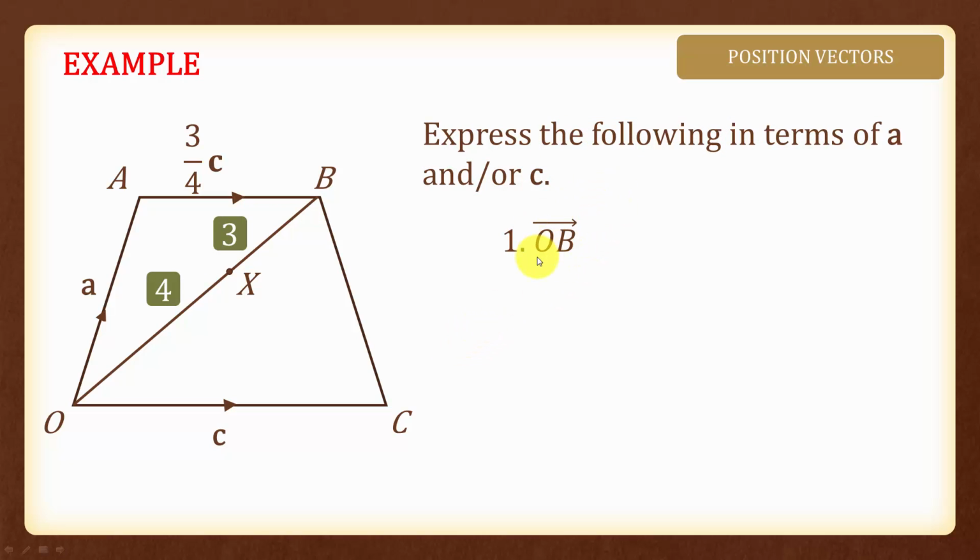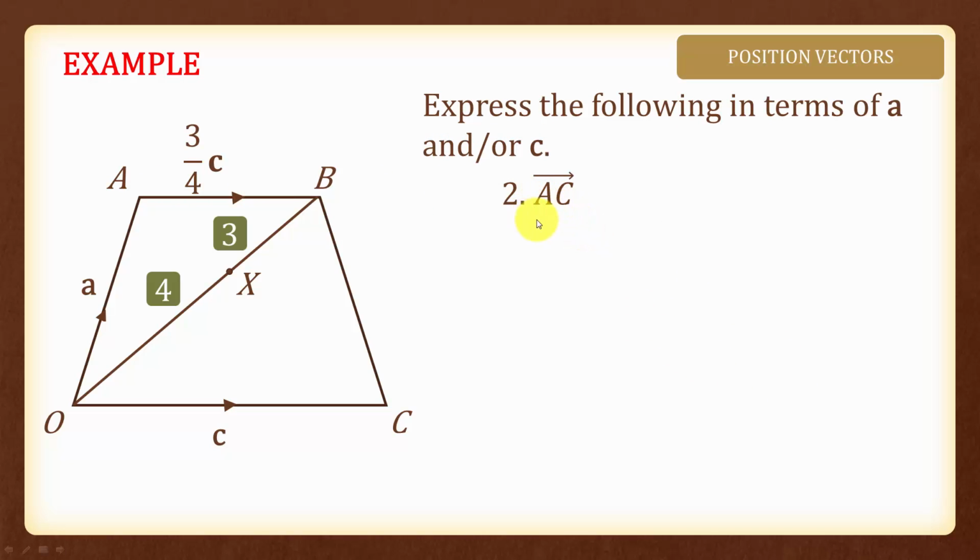First, we are asked to express vector OB in terms of A and C. And vector OB can be written as this vector addition. The common letters that we can use here will be, yes, the letter A, as we have already found vector OA and vector AB. And therefore, vector OB will be equal to A plus 3 over 4c.